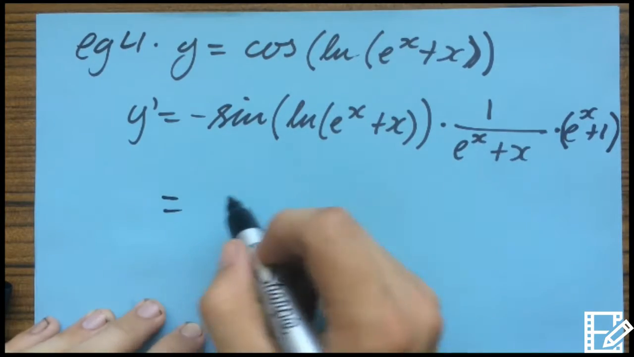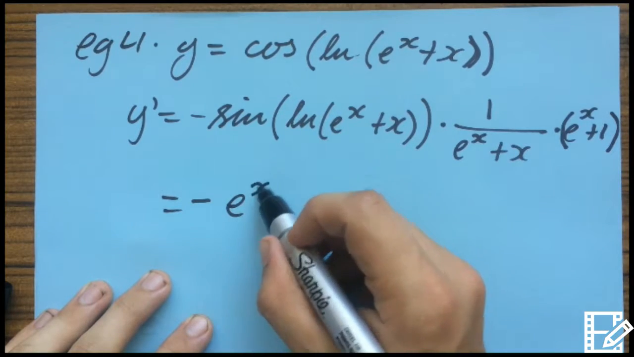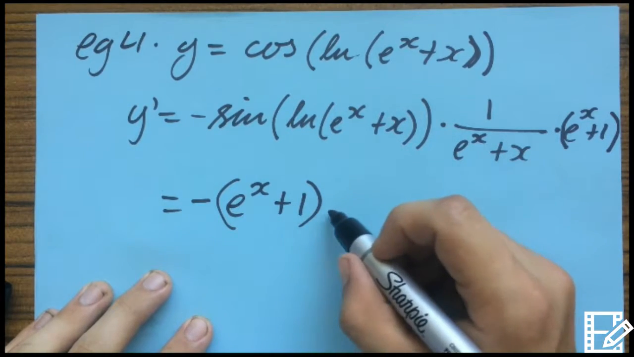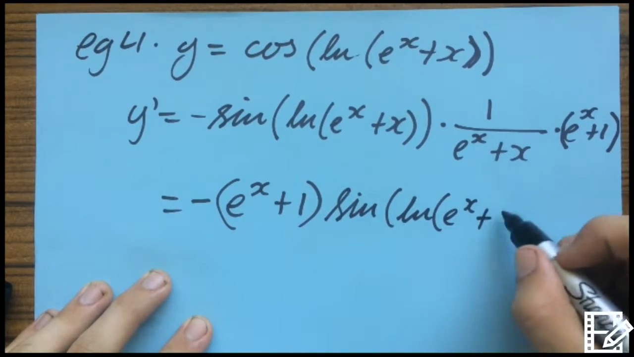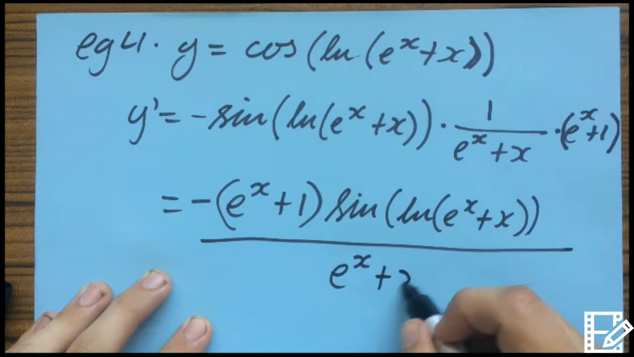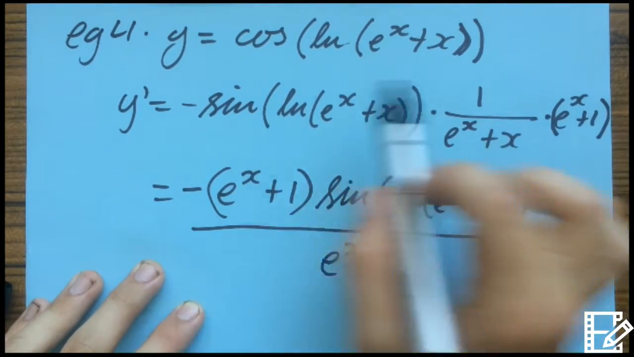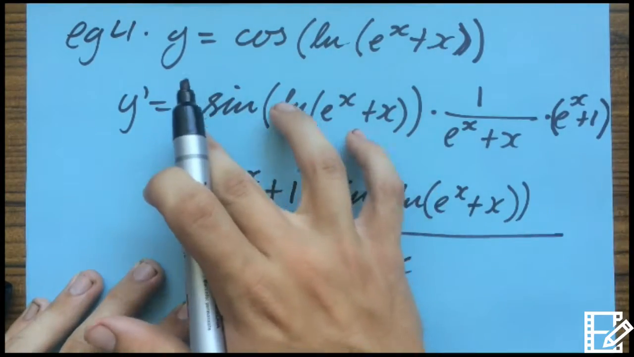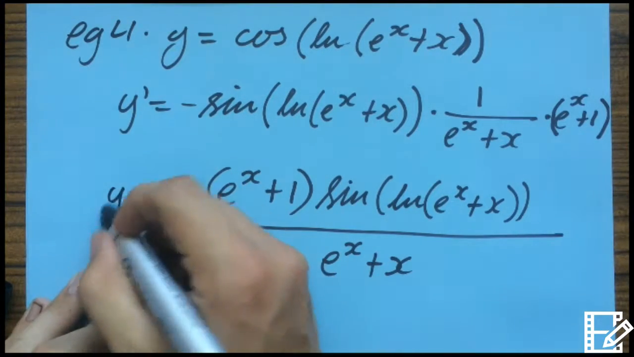So if we were to simplify this, we'll make it look at least a little neater. We'd have negative e to the x plus 1 in brackets, and then we'd multiply that by the sine of ln e to the power of x plus x, all over e to the power of x plus x. That's because what I did here was I multiplied this to this end, which brought it out the front, and I multiplied this and that together, the whole thing, on top of this fraction. And this is what you get.